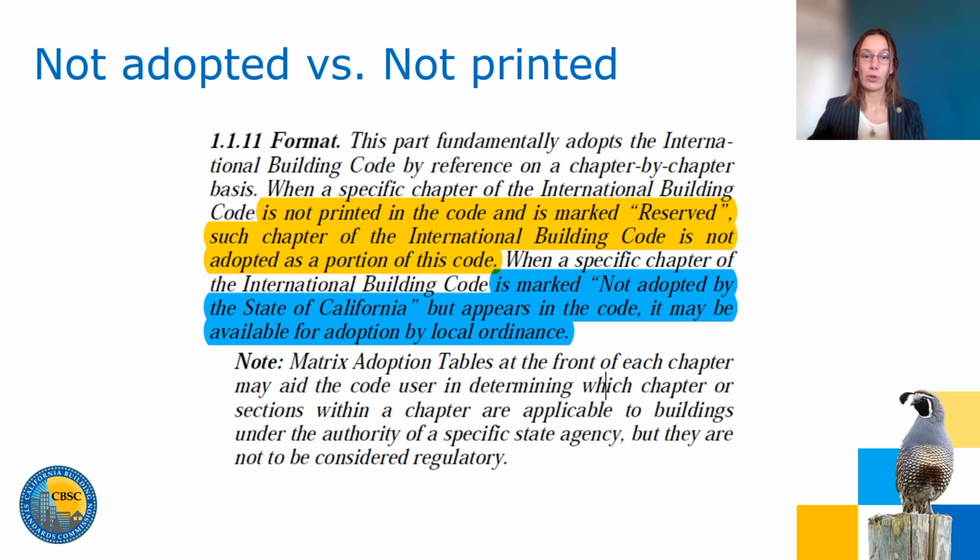Some chapters of model codes are not printed or not adopted in certain parts of Title 24, but some of those chapters may be available for use. If a chapter is not printed and its heading says reserved, then it's specifically stricken and is not to be used. There are also chapters that are printed in the code, but marked with "not adopted by the State of California," and those chapters may be available for adoption by local jurisdictions in their ordinances.